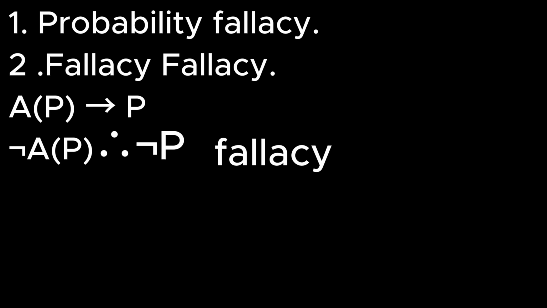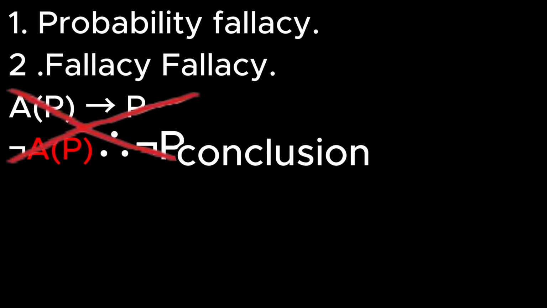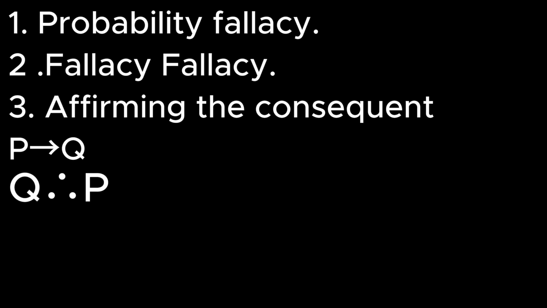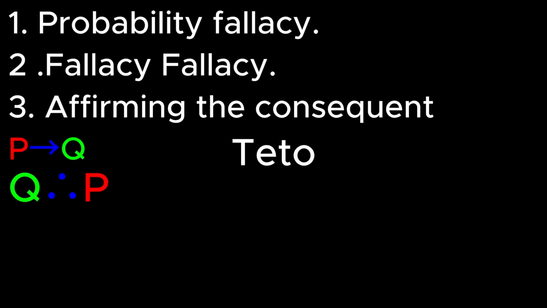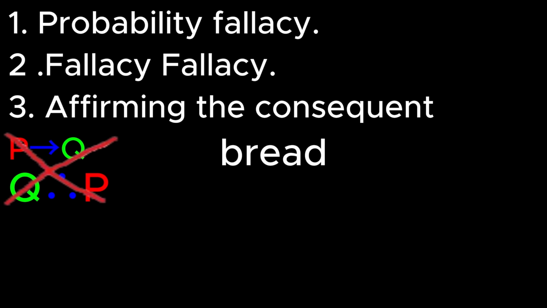Fallacy fallacy. It's a fallacy because an argument being faulty only makes it incorrect and does not make its conclusion false. Affirming the consequent: if Teto steals bread, then Teto has bread. And Teto has bread right now, but that doesn't mean Teto stole bread, because she could get bread from other sources.